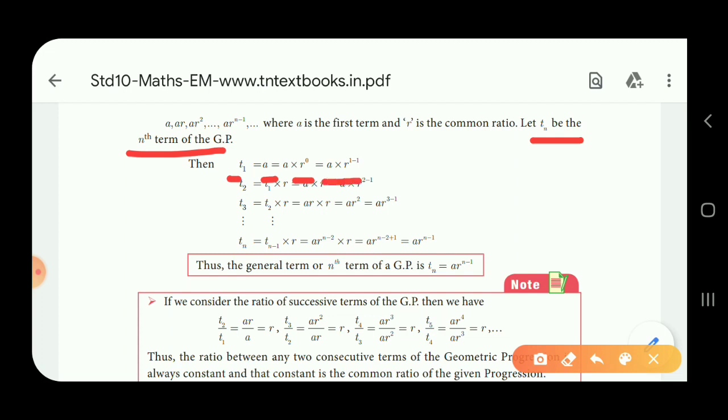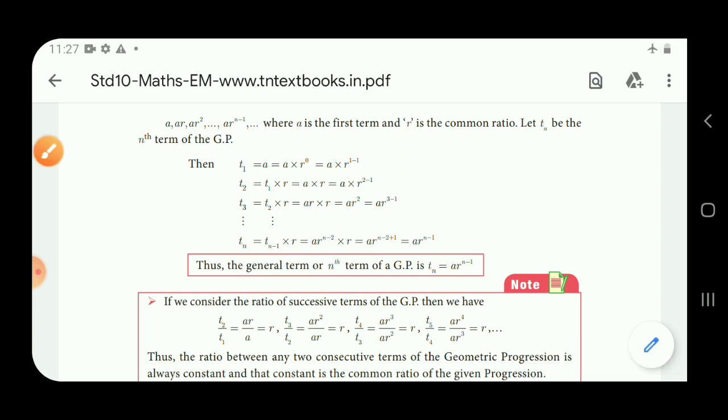A into R power 1 minus 1. For the first term T1, that is A, it can be written as A into R power 0. Likewise, T2 is T1 into R, by the form of a geometric progression, since the second term is obtained by multiplying the first term by R.